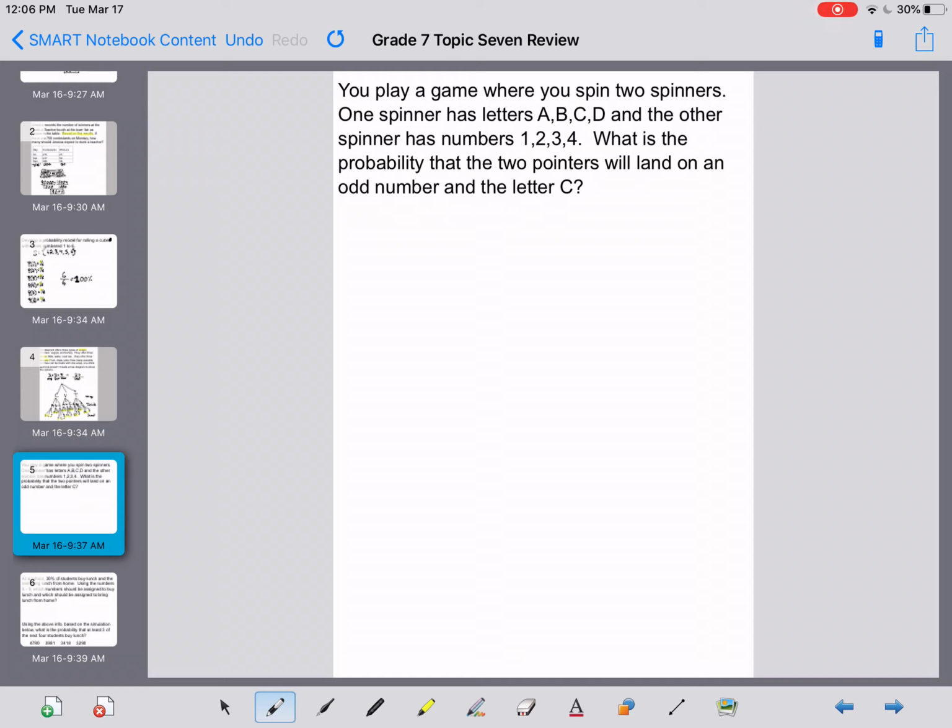You play a game where you spin 2 spinners. One spinner has letters A, B, C, D, and the other spinner has numbers 1, 2, 3, 4. What is the probability that the 2 pointers will land on an odd number and the letter C? Take a second to copy down the question.